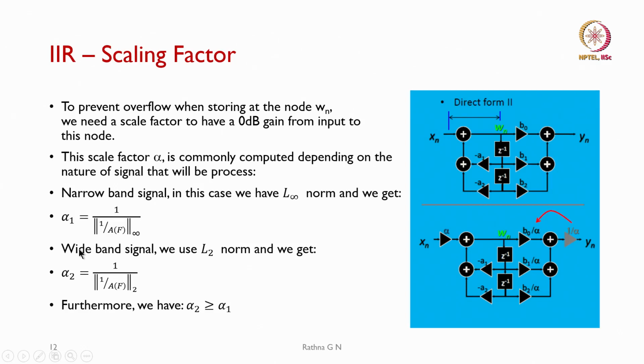If we want to process a wideband signal, we usually use the L2 norm. In that case, our alpha 2 scaling is going to be 1 by the L2 norm of 1 by A of f, the input signal. Furthermore, we have alpha 2 greater than or equal to alpha 1. Always it has a higher value compared to alpha 1. This is the maximum scaling that we can provide.